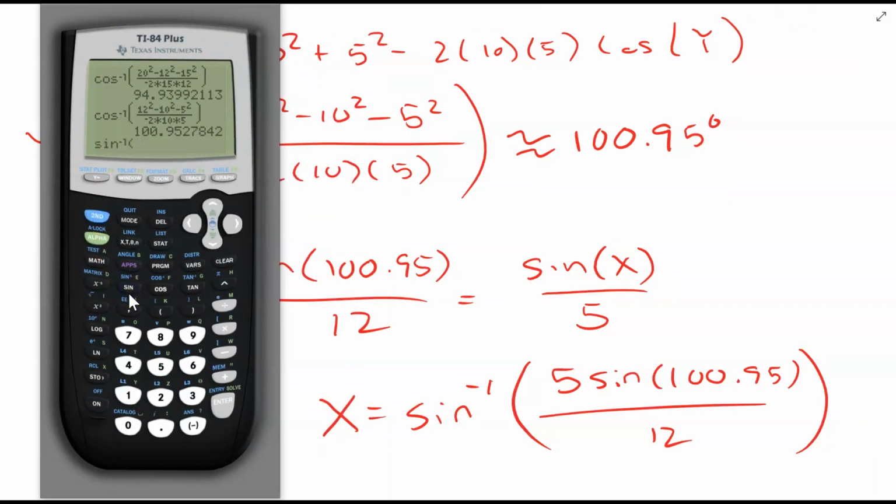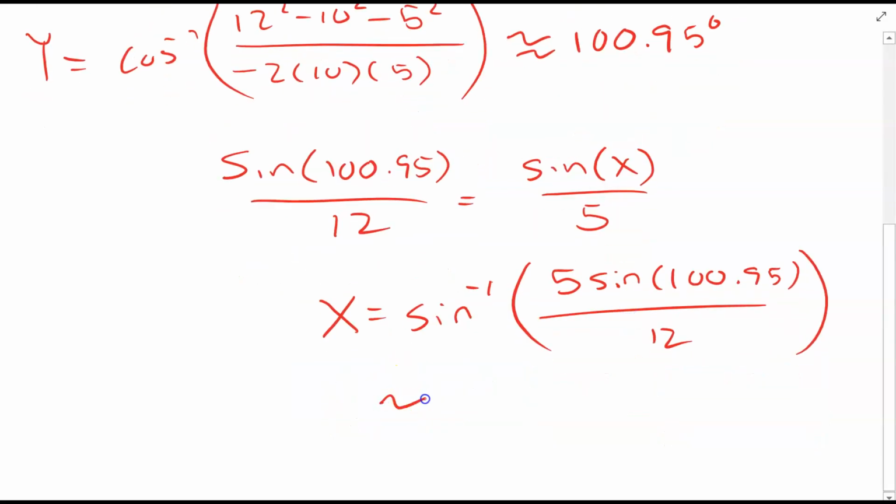So sine inverse of fraction 5 times sine of, and I'm just going to use the answer command to use my previous result so I don't have to type that all in again. And there I get 24.15. And then to get z, I can just do 180 minus y minus x.